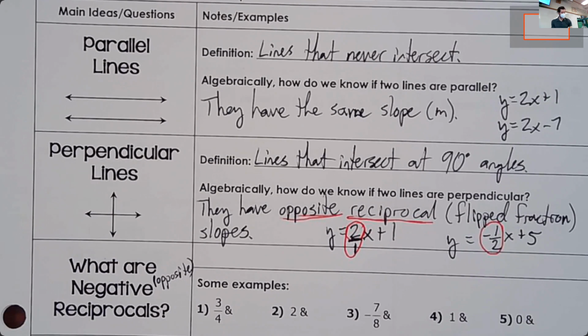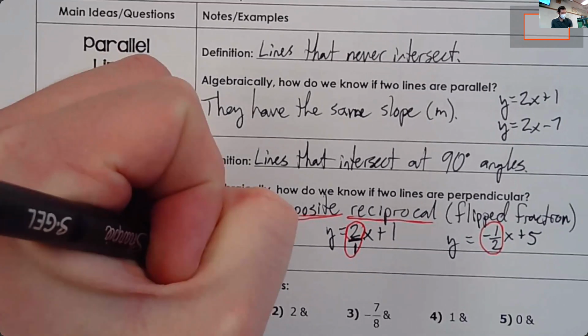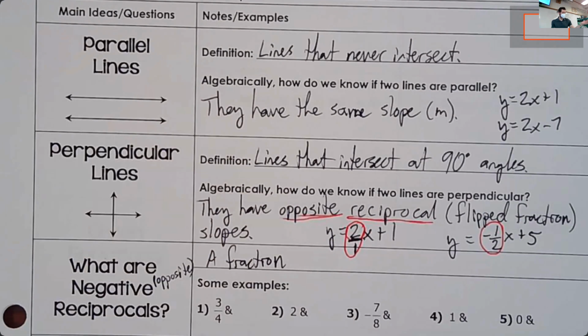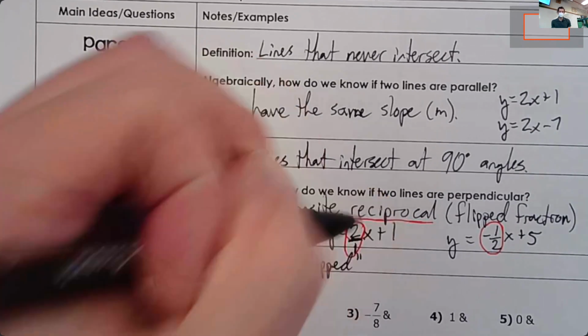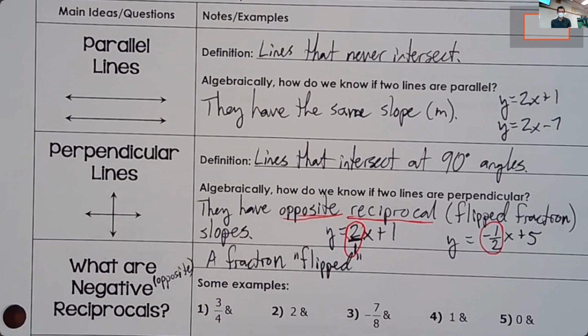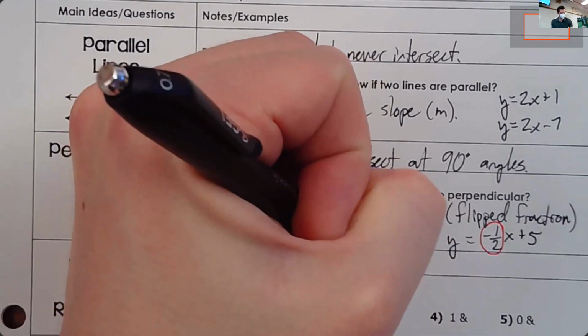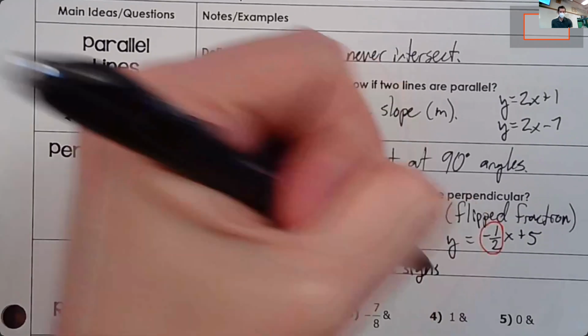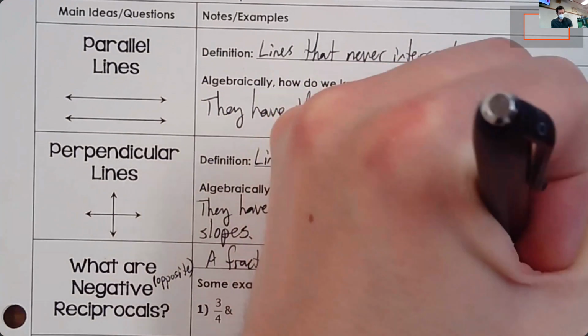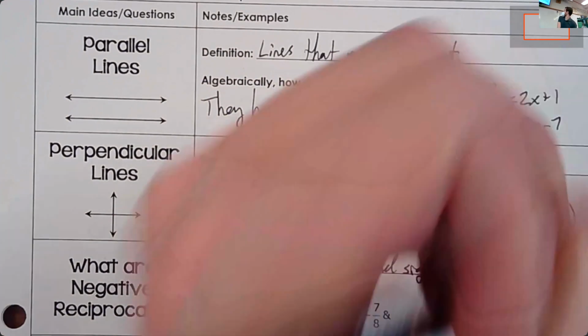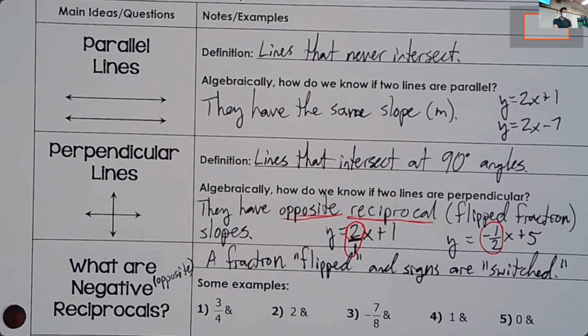So first of all, this is a fraction. Examples of opposite sign reciprocals or negative reciprocals: it is a fraction "flipped", and I'm putting flipped in quotations because that's not the technical term. Reciprocal is the actual word. And the signs are switched. So there's that word sign again, like Miss Eddie was just saying. So opposite signs, we switch the signs, one's positive, one's negative, and we flip the fractions. Both have to happen at the same time.